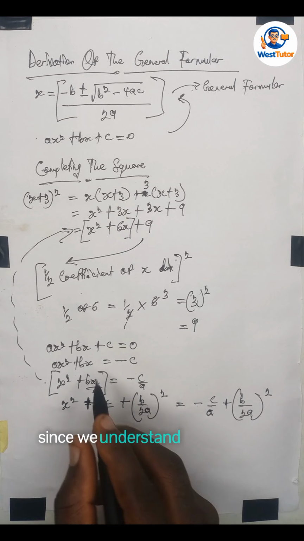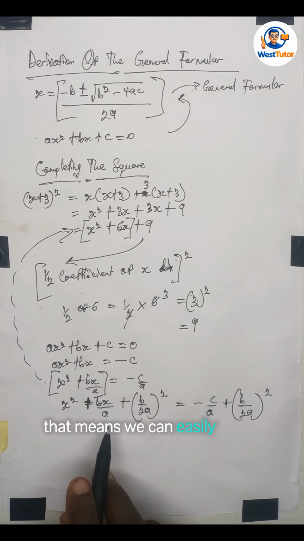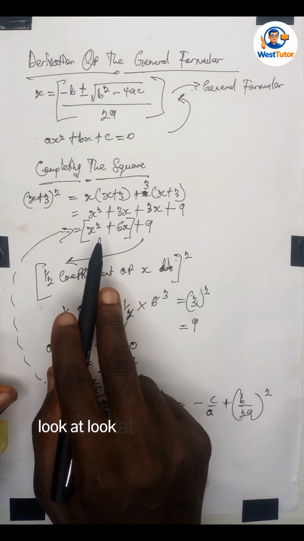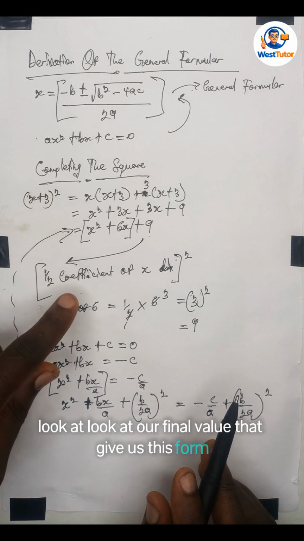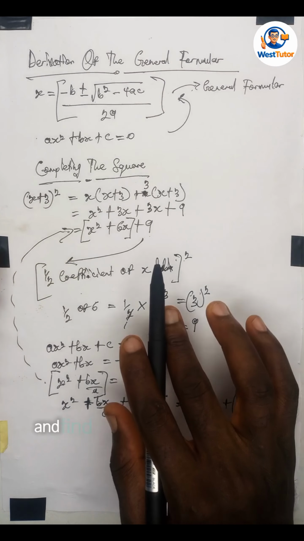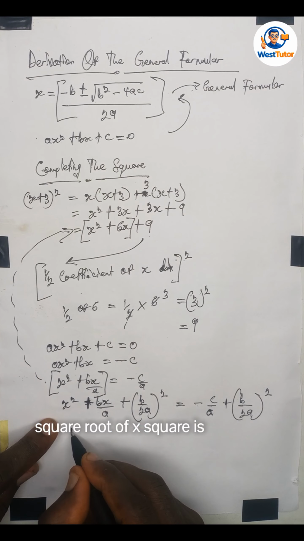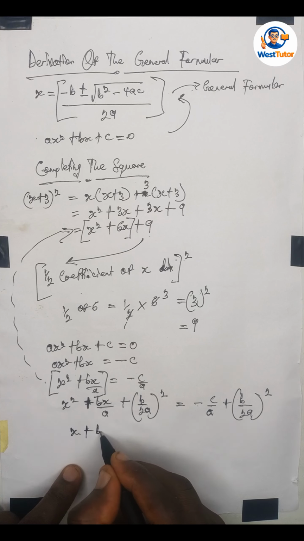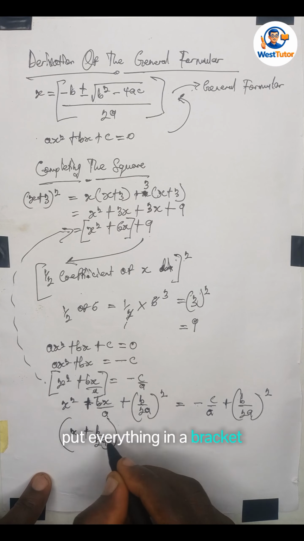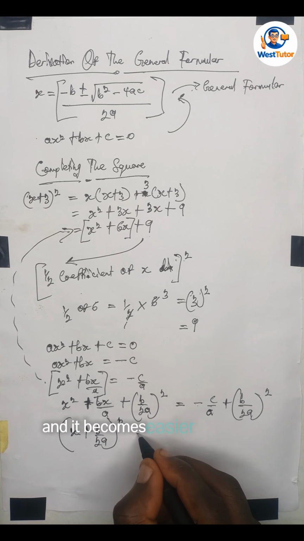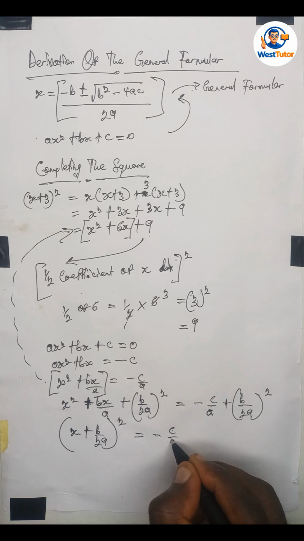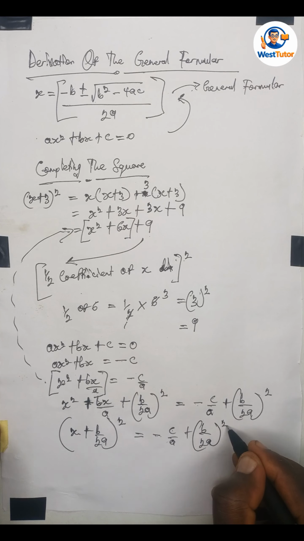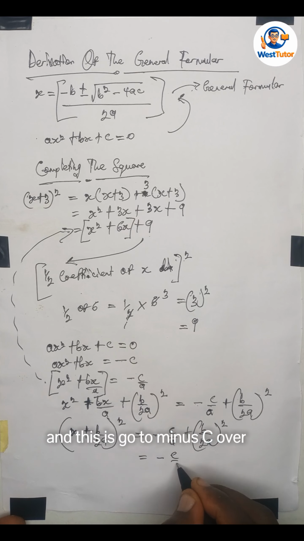So now, since we understand this concept, we can easily break this out. Look at our final value that gave us this form. Just find the square root of the first term and the square root of the last term. Square root of x squared is x. Since it's a square, the square root is b over 2a. Put everything in a bracket, you have factorized this, and it becomes easier for you to simplify this equation. Plus b over 2a squared. You can see how easy it is, and this is equal to minus c over a.